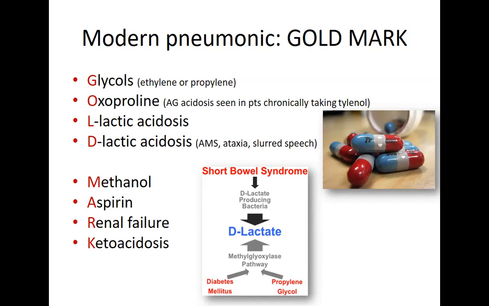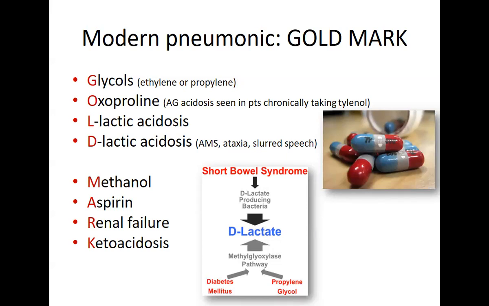Our lab cannot differentiate between L-lactic acidosis and D-lactic acidosis. So if you see somebody with an elevated lactate and you can't figure out why, and they've had a bowel resection or something like that, then think D-lactic acidosis. Methanol poisoning breaks down into formic acid, which is one of the unmeasured anions. Aspirin toxicity. So this is the classic gap acidosis, respiratory alkalosis. This is so classic. It's on every single board exam.